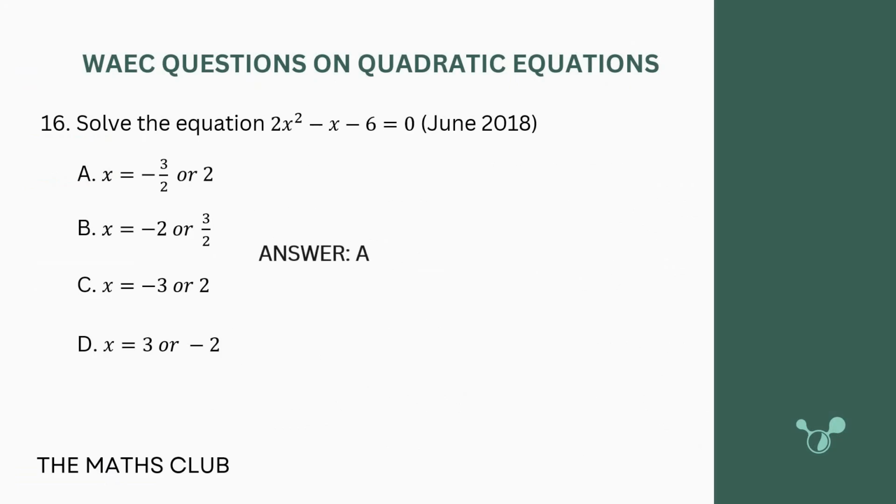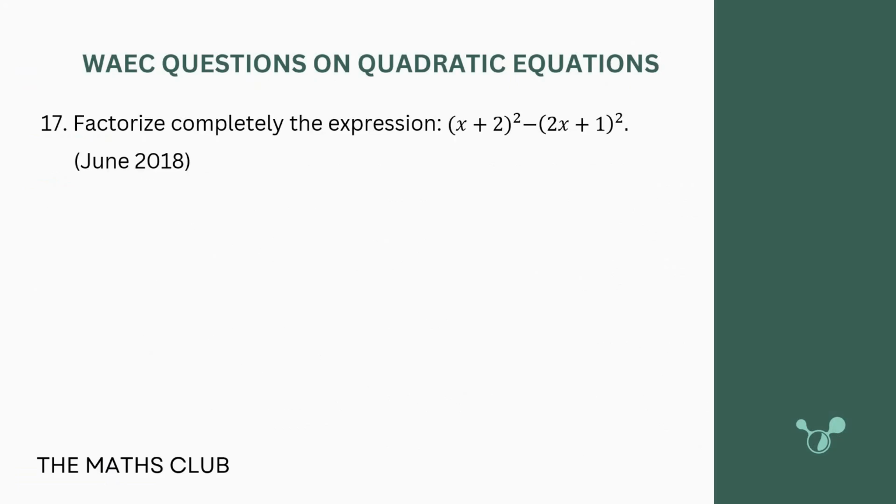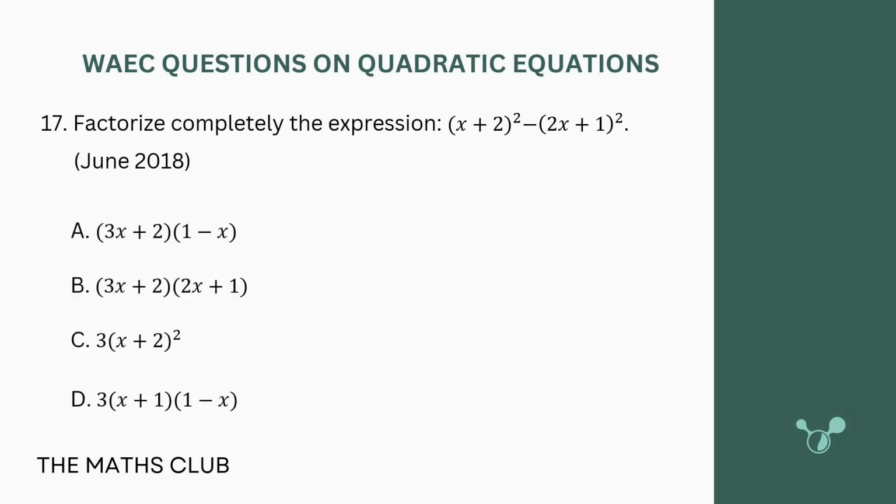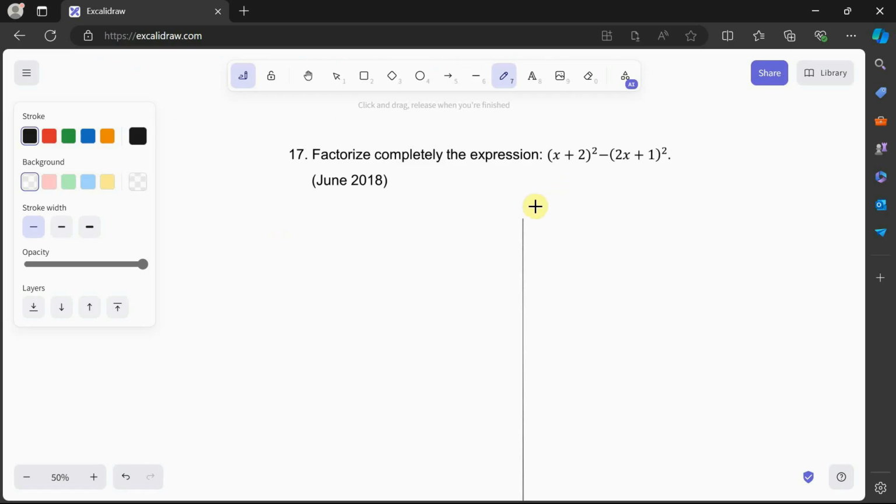That is option A. Next one says that we should factorize completely the expression (x plus 2) squared minus (2x plus 1) squared. Of course, this is a difference of two squares question. And if you see the options, we see that it's in that line. Let's solve it together. Because it's a difference of two squares, this is a square, this is a square. I'll just say (x plus 2) plus open brackets (2x plus 1) close the brackets, multiplying (x plus 2) minus open brackets (2x plus 1) close the bracket, and close this big bracket.